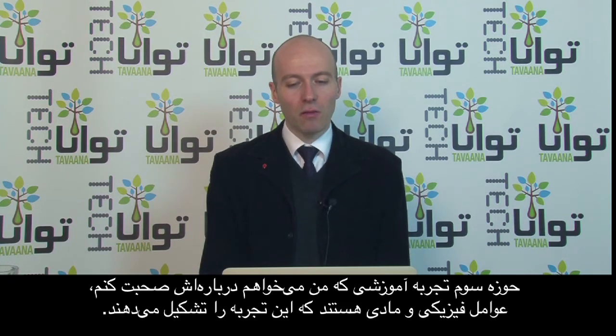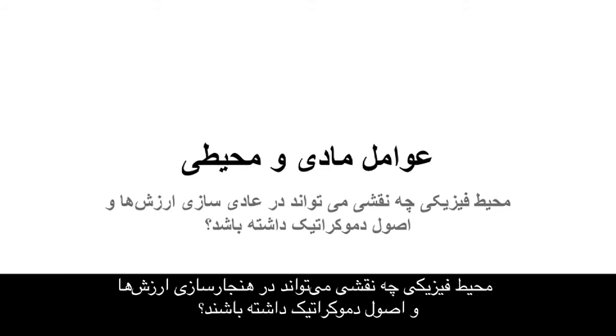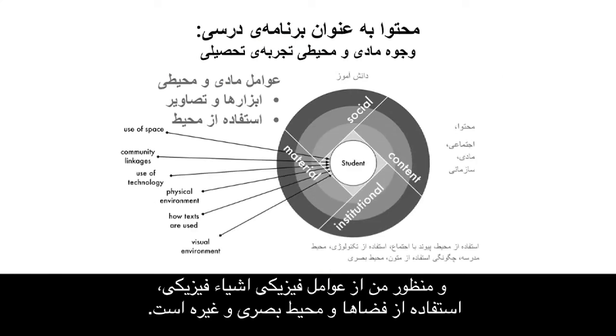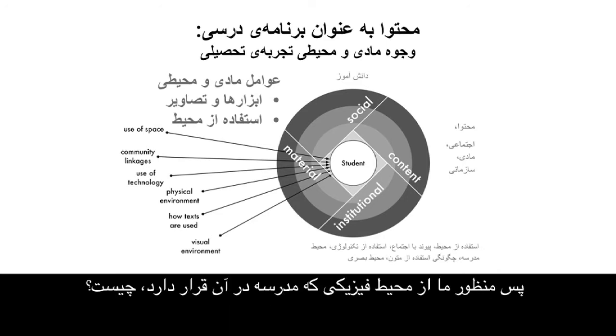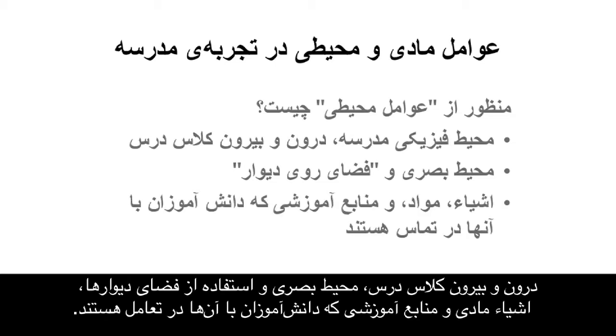The third area of the educational experience that I want to talk about is the physical and material factors that comprise that experience. What role can the physical environment play in norming democratic values and principles? And by physical factors, I'm talking about things like the physical objects, the use of space, the visual environment, and so on. So what do we mean by this? The physical environment in which schooling takes place, both inside and outside the classroom, the visual environment and the use of wall space, the objects, materials, and learning resources that students interact with.